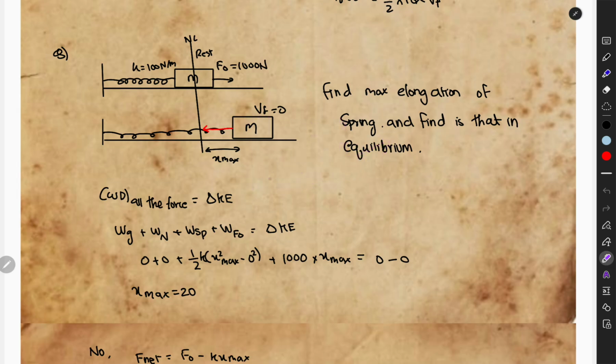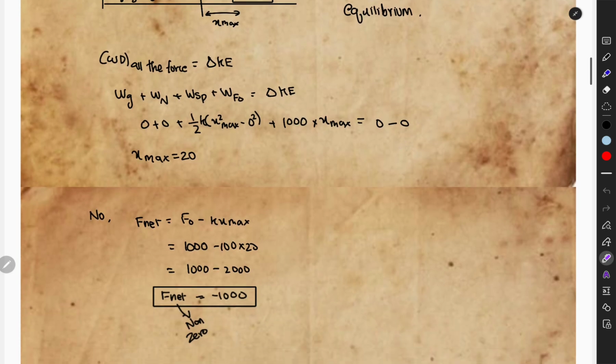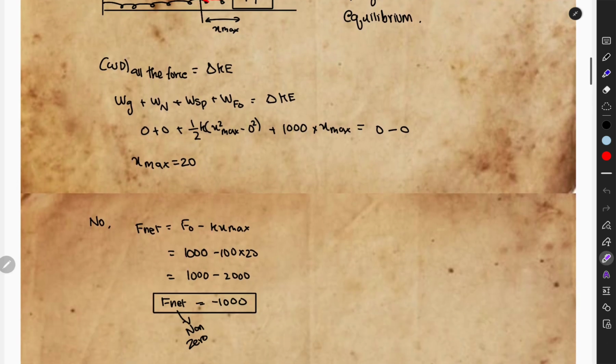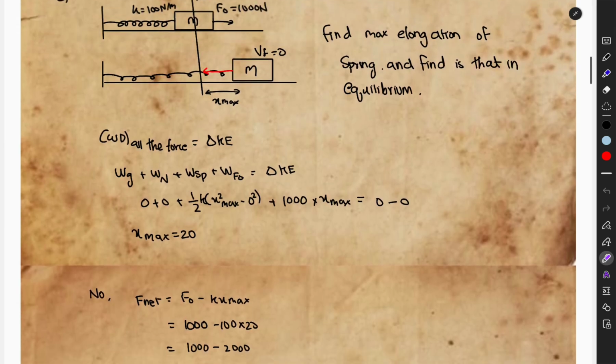Fine. So yeah, apply the velocity is going to be equal to 0. Initially it starts from rest and finally it also becomes 0. So initial kinetic energy is equal to final kinetic energy, which is equal to 0. Fine. So 1 by 2 k, x max square minus 0 square. If you apply this formula and also add this value multiplied by x max, you will basically get the value of x max.